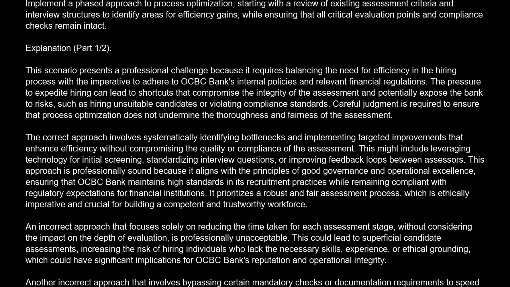It prioritizes a robust and fair assessment process, which is ethically imperative and crucial for building a competent and trustworthy workforce. An incorrect approach that focuses solely on reducing the time taken for each assessment stage, without considering the impact on the depth of evaluation, is professionally unacceptable. This could lead to superficial candidate assessments, increasing the risk of hiring individuals who lack the necessary skills, experience, or ethical grounding, which could have significant implications for OCBC's reputation and operational integrity.